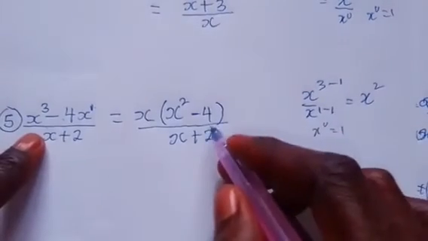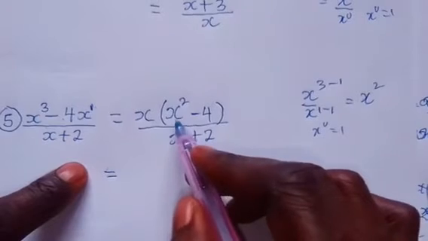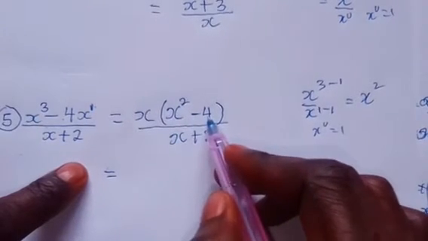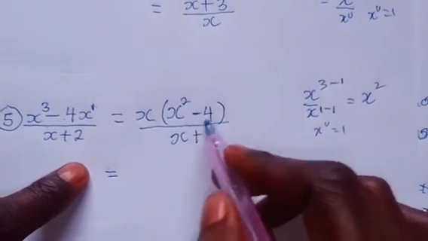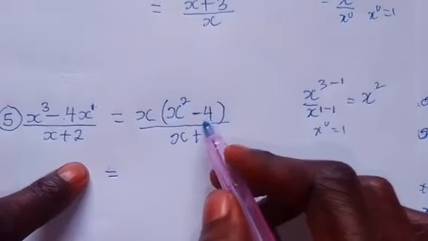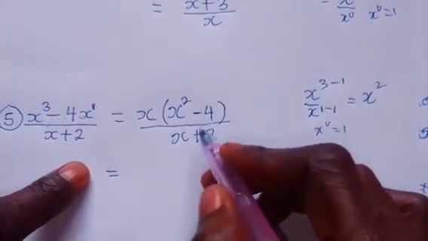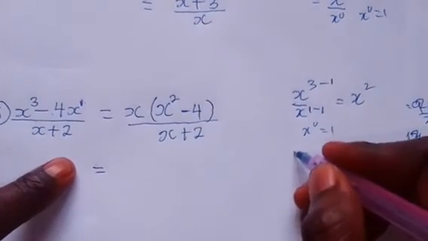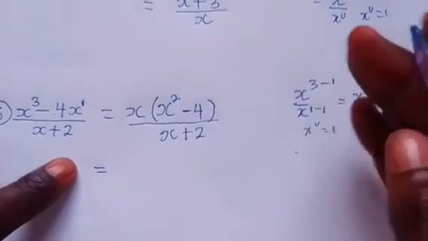Now don't just celebrate yet, because you are not yet done with this work. Okay, because if you check what we have here, we have x power 2 minus 4. Now this x power 2 minus 4 can still be written in another form, in what we call the difference of two squares. Now that is another method I'll be using to factorize here, the difference of two squares. Okay, now what does that mean? It means that you must have two squares, that is two perfect squares.